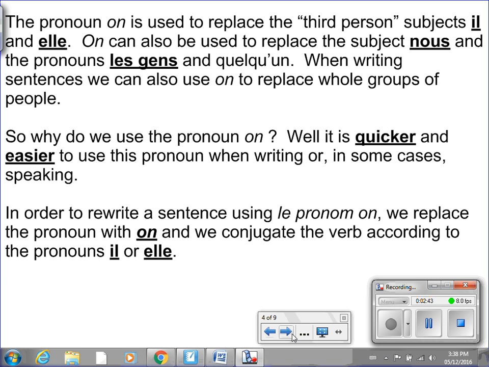So here's how this pronoun works. In order to rewrite a sentence using le pronom on, we replace the pronoun, like il, elle, nous, with on, and we conjugate the verb according to the pronouns il or elle. So you might want to put the video on pause for a minute just to read this over once or twice, and then we'll move on. All right, let's proceed.